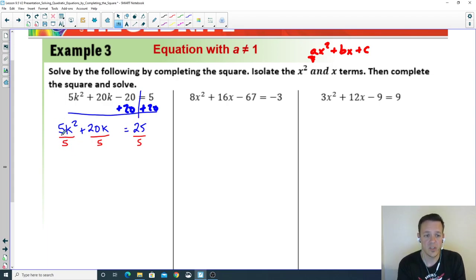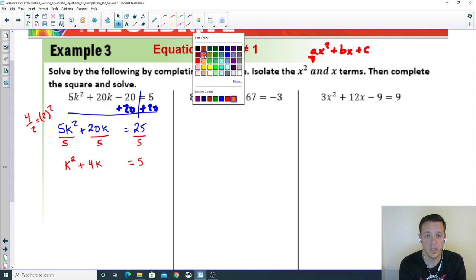After you divide by 5, you write out your equation. So this would be k squared, then 20 divided by 5 is going to be 4k, equals 5. Now what you're going to do is complete the square. So remember, you take 4 divided by 2, that would be 2, and then you square it. So our value here is going to be 4, so this is plus 4.